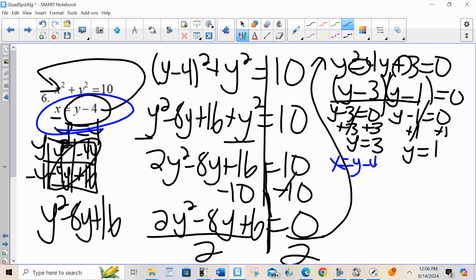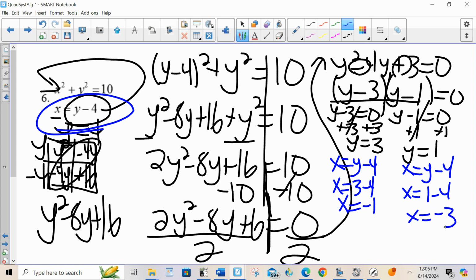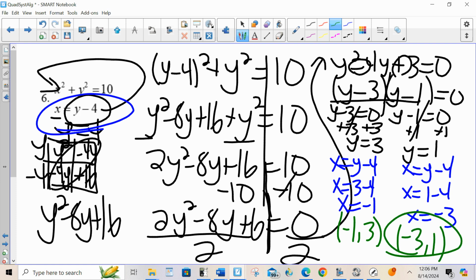Now that I have my y values, I need my x values, so I substitute into x equals y minus 4. x equals 3 minus 4, x equals 1 minus 4, x equals negative 1, x equals negative 3. When I write my answer, it's always x comma y, so my x comes first, regardless of which one I found first. Negative 1, 3, and negative 3, 1 are my answers.